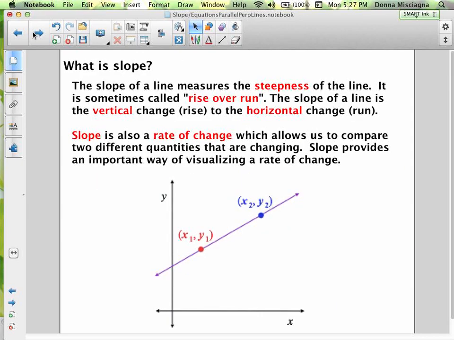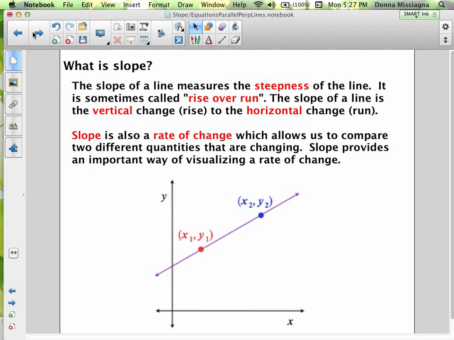And this particular podcast is just going to deal with slope. I'm going to divide up my lesson into a couple parts, and I'm just going to cover one part at a time. And the first one's going to be slope. So this is right in your notes, already written down. What is slope? The slope of a line measures the steepness of the line. It's sometimes called rise over run. The slope of a line is the vertical change, rise, to the horizontal change, run.